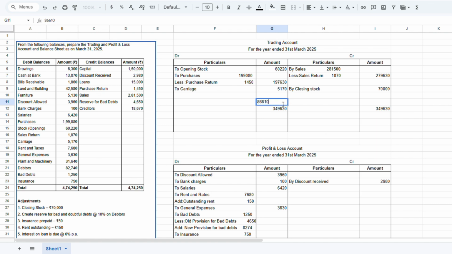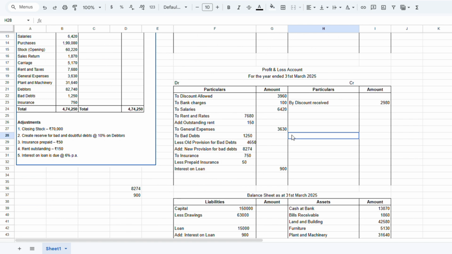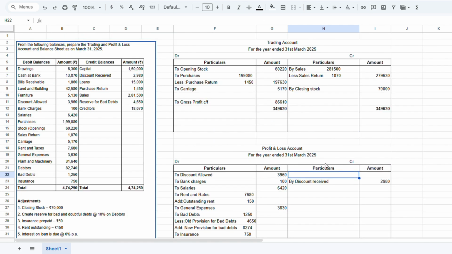So the gross profit is 86,610. This is gross profit carried forward. So this is to gross profit carried forward. We have profit and loss account. Gross profit, we will take it down.